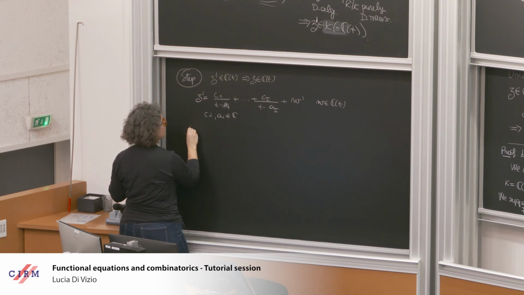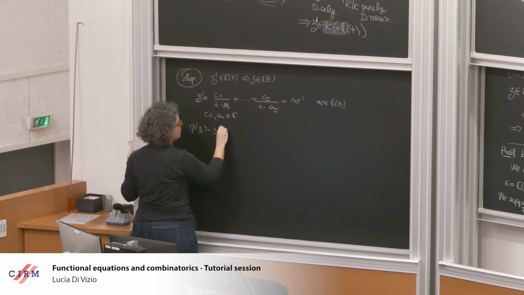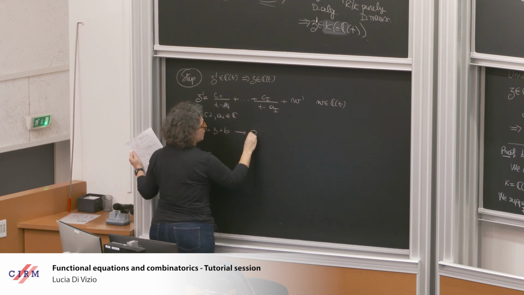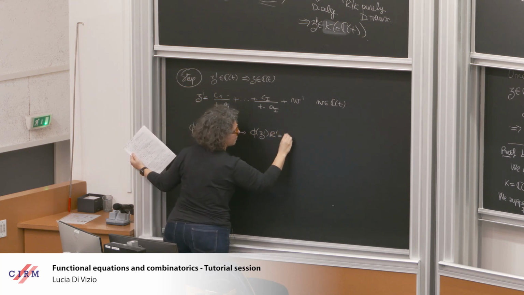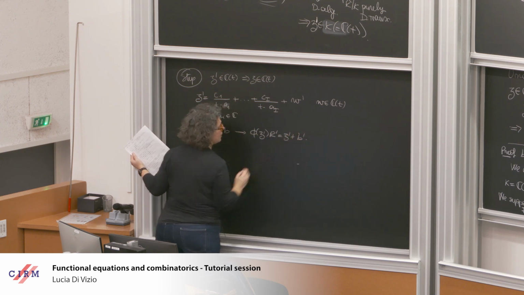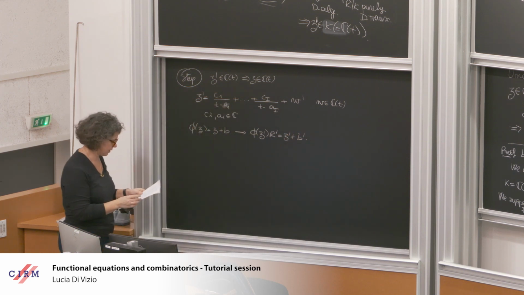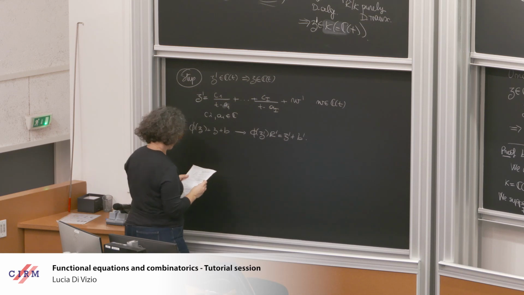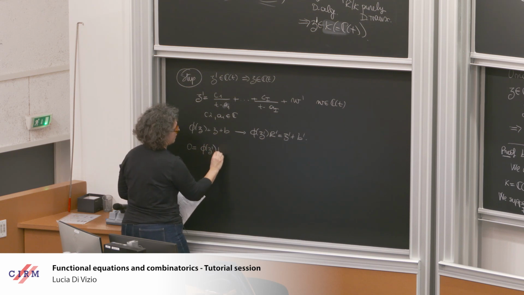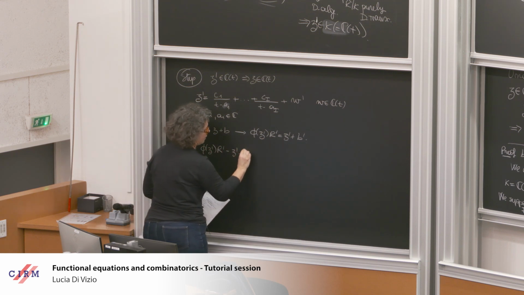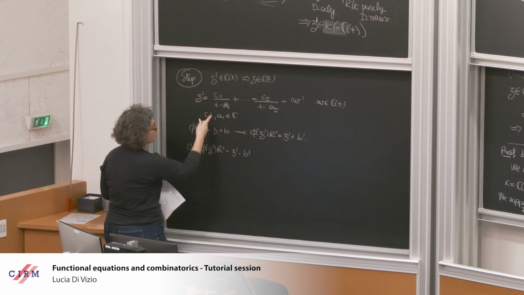First of all, we know that phi of z is equal to z plus b, which we say that phi of z prime is equal to z prime plus b prime. That is just the derivative of the composed function. And so we have 0 equal to phi of z prime minus z prime minus b prime. And now we plug in these things here.